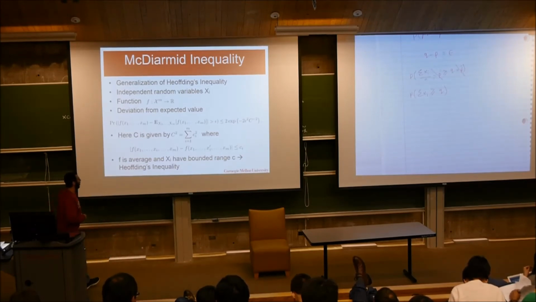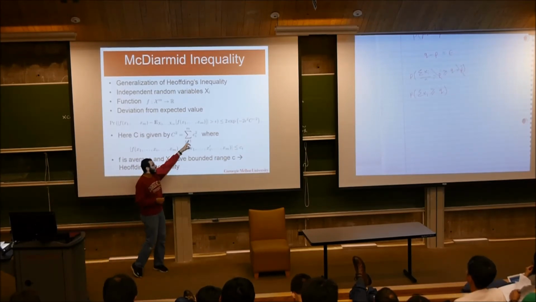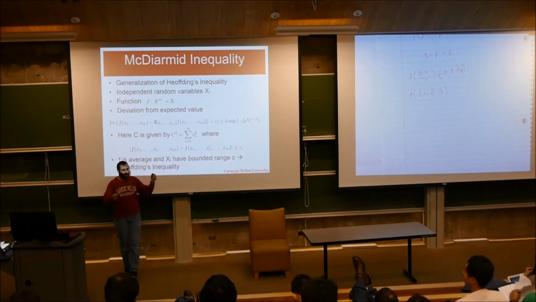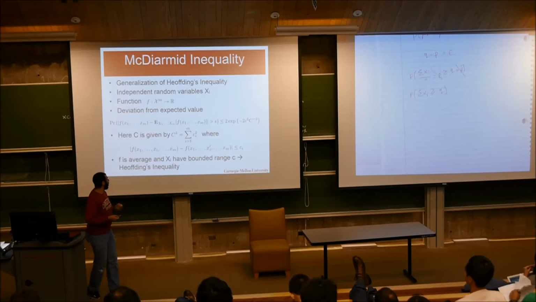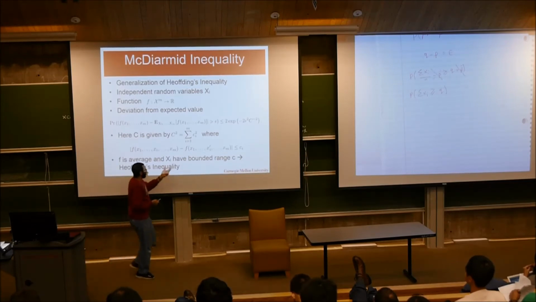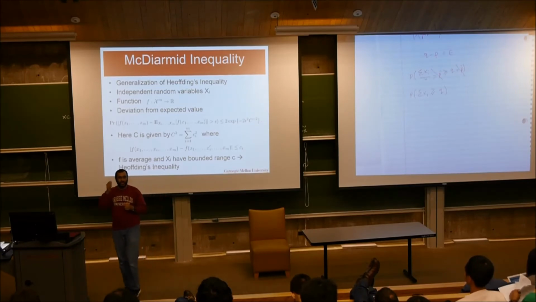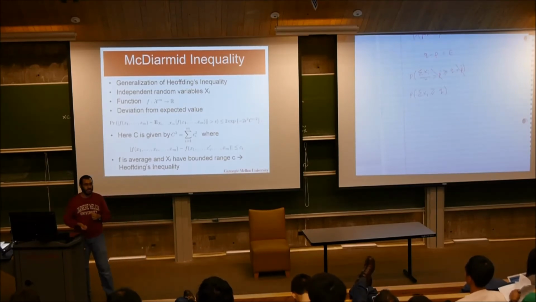What is this C? Basically, we have a function of m variables, and C is determined by how much you can change the function by changing only one variable. So you compute that for each variable and sum.